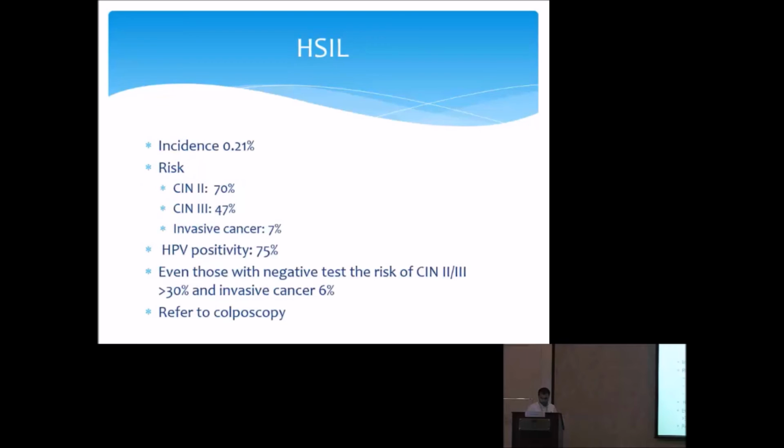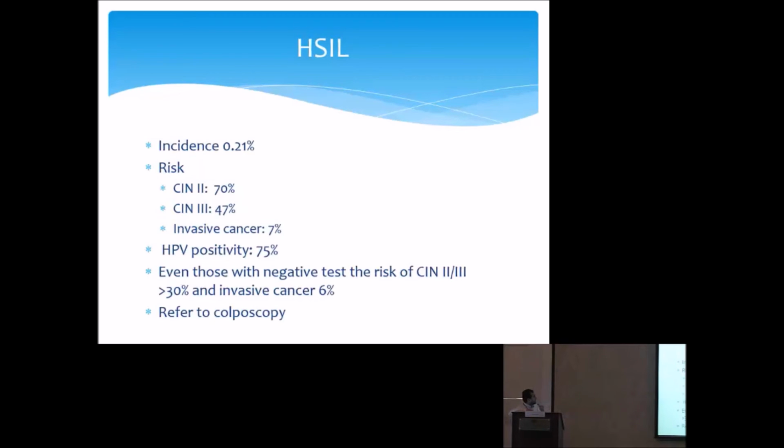So there are two options. You can either refer them directly to colposcopy, or you can do an HPV test. HPV test positive, you can send them to colposcopy. Negative, you can repeat both tests in 1 year. And the rationale behind that is because 90% of women, they actually will clear that infection. If any abnormal result, come back in 1 year, they go back again to colposcopy. Otherwise, if it's normal, they go back again to normal routine screening.